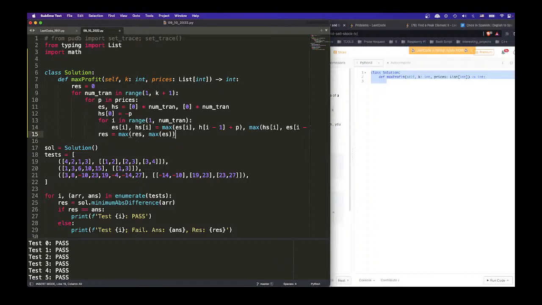So for peak price, I actually have to go through the entire thing. Right? This is just the number of transactions. We go through all of them. For each price, we go through all of them. Then we go to the next price. You see the problem. This one should be... I see the problem here.